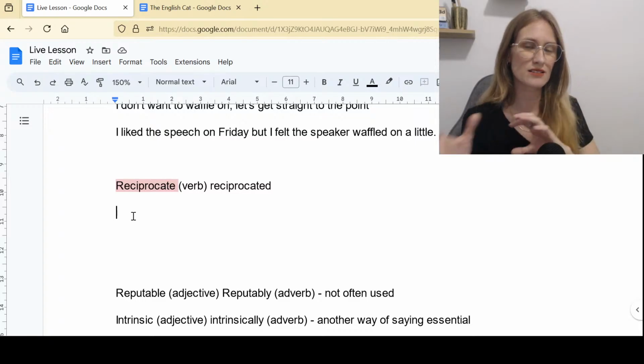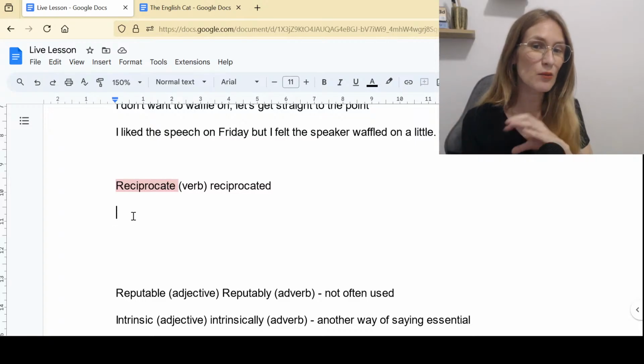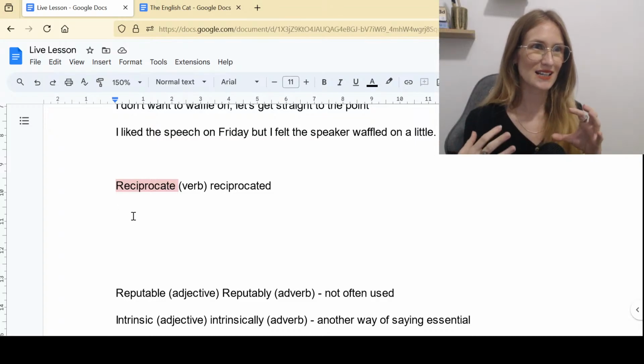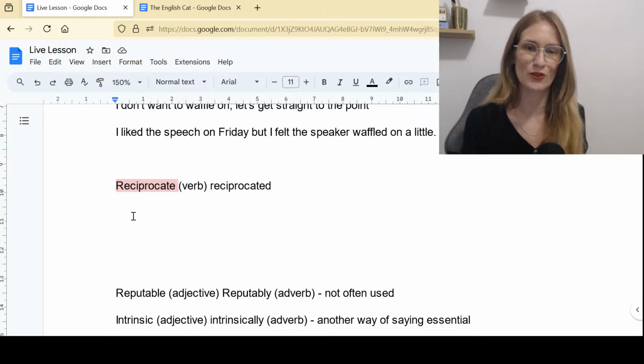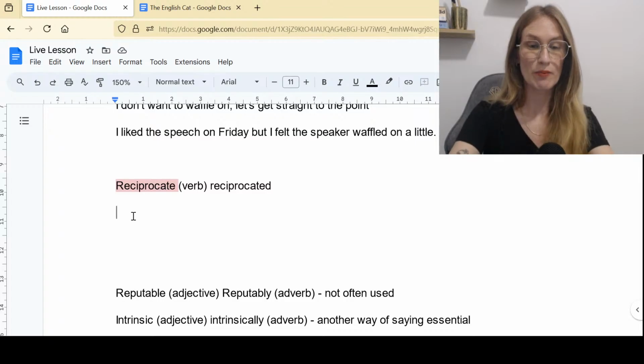If I treat you very nicely and you reciprocate that action, it means you are returning the action. So it's to react to something in the same way that the person has treated you or spoken to you. So we might use an example like this. I miss you.